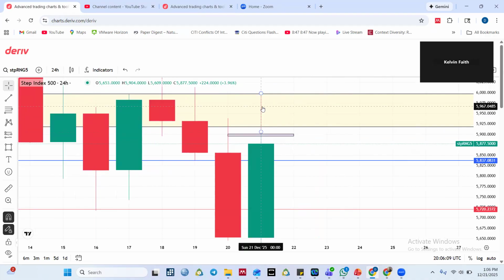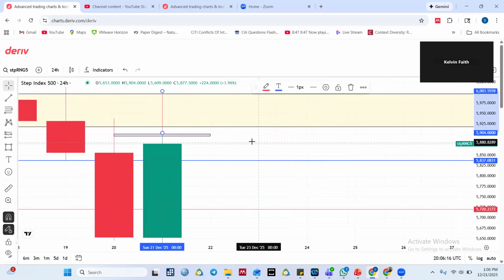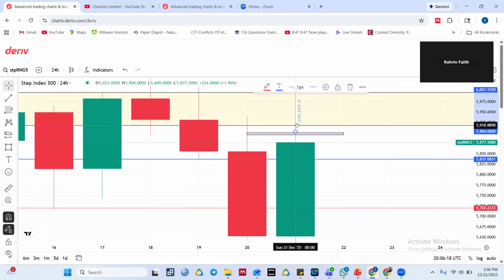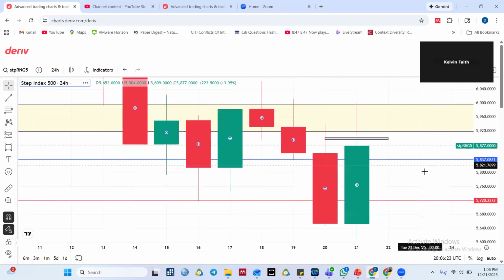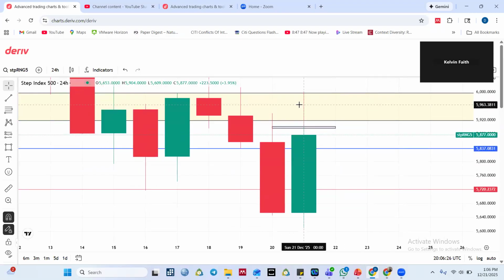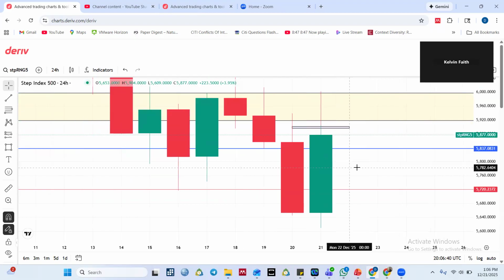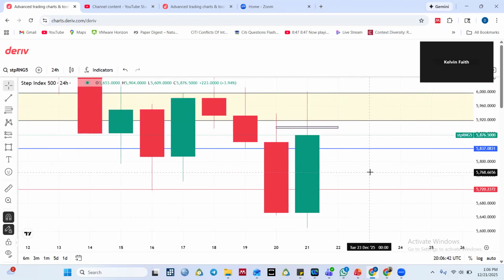Okay, so it has moved up trying to engulf yesterday's candle. Okay, so maybe it might reject a little bit down, and when tomorrow's candle opens, that might push price down. It could be like that. Okay, so we don't know yet.